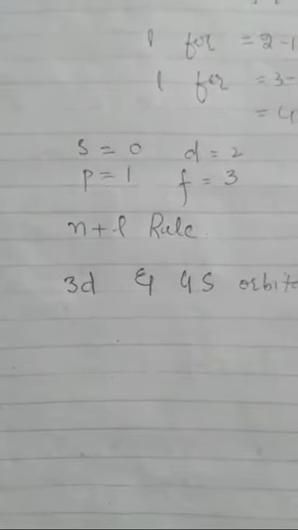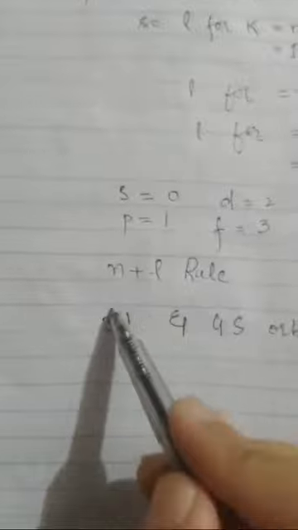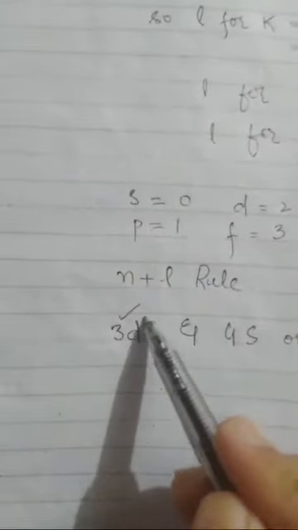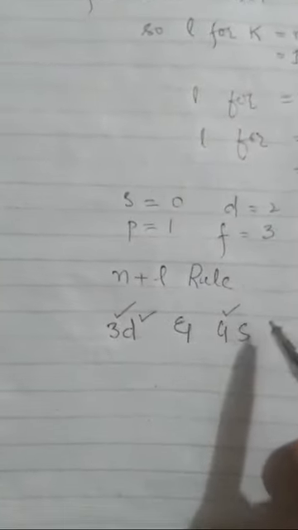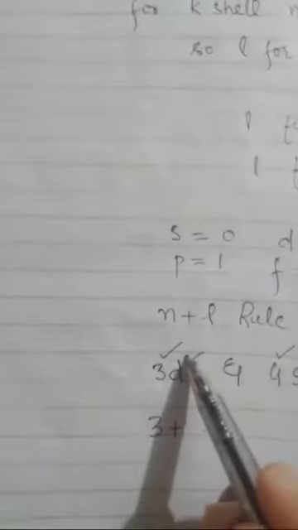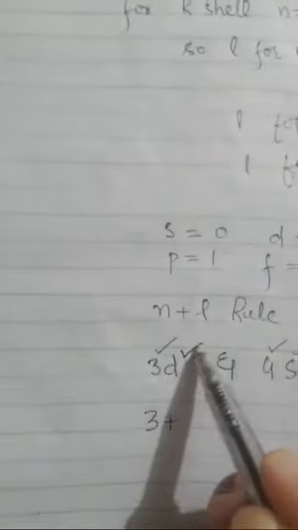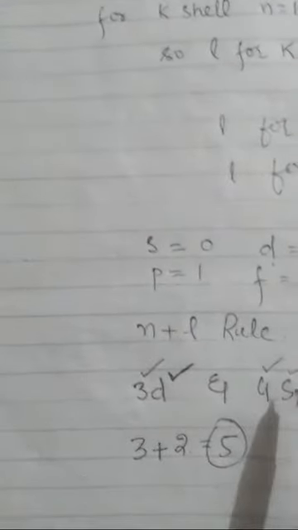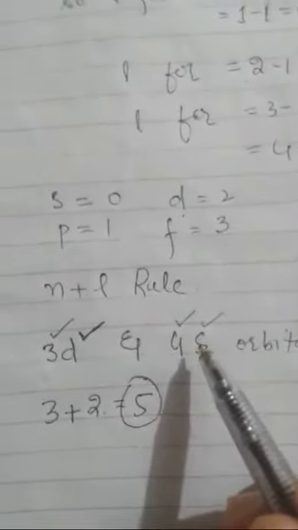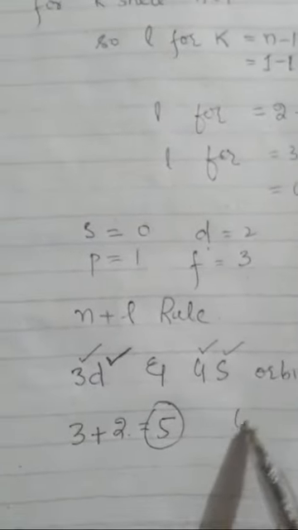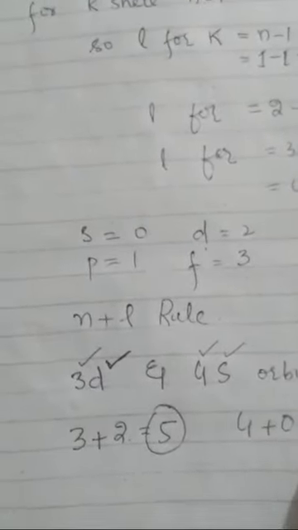As we know, here this is the n and this is the l. Here this is the n and this is the l. So 3 plus, and what is the value of d as l? Here is the d and d is 2. So 3 plus 2 is equal to 5. This is the energy of this orbital. Now take the 4s. So s is equal to 0 and 4 plus 0 is equal to 4.